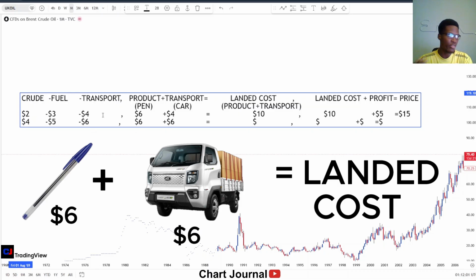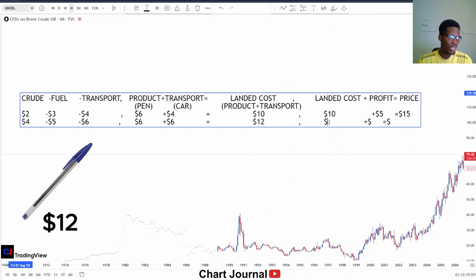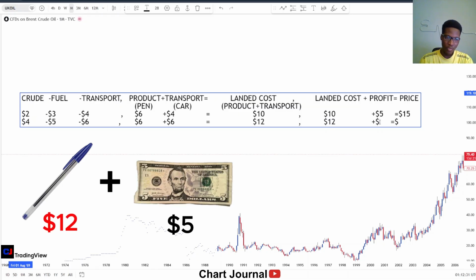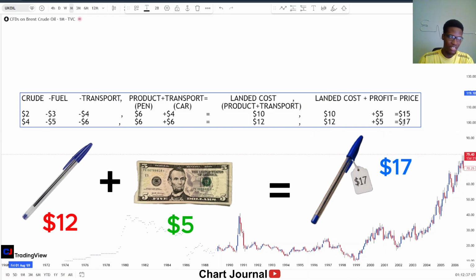So now our landed cost, which we already said is the cost of the pen once it lands in front of the customer. So the cost of your pen plus the transportation. So the cost of the pen, which is $6, plus the transportation of $6, gives us a landed cost of $12 in this scenario. So once we have our landed cost of $12, if we're assuming we want to still make the same amount of profits as the previous year, so we want to make a $5 profit. Once our cost now is $12 and we want to make a $5 profit, so 12 plus 5 gives us $17. So you can see in this scenario, the cost of the pen did not change. The only thing that changed was the transportation cost.